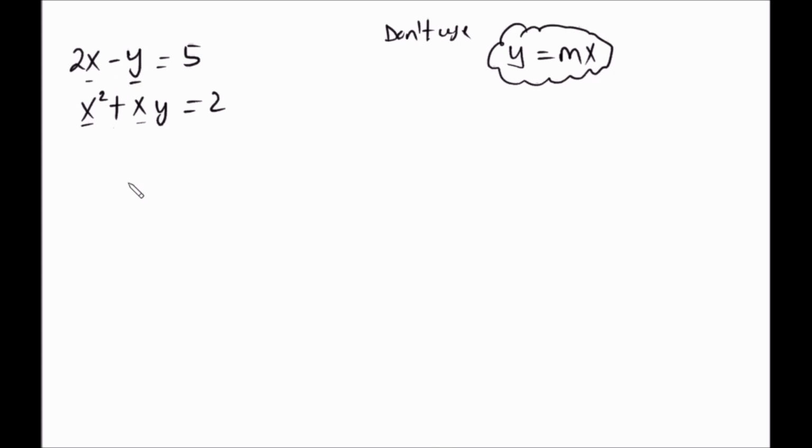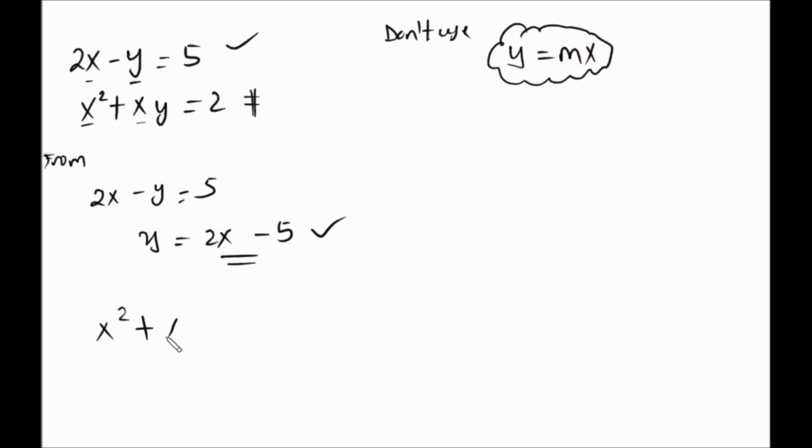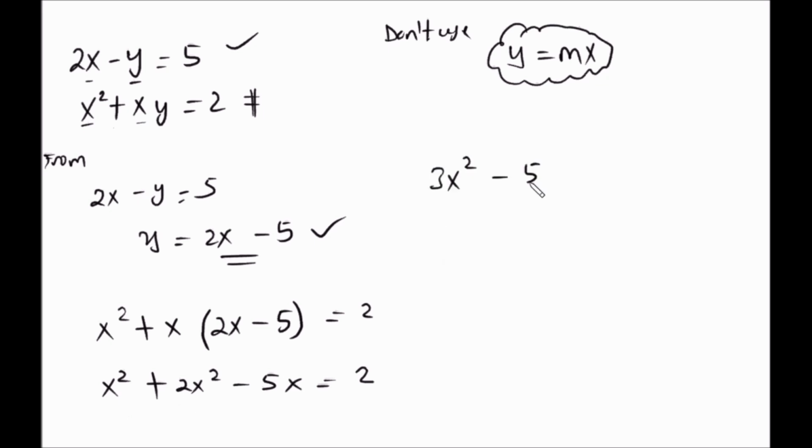Kwa hiyo I can find the value of y here. You can see from 2x minus y sawa na 5, y ni sawa na 2x minus 5. Si ndio? Then naweza nikaipachika y in equation hii hapa. Sawa? Kwa hiyo itakuwa ni x squared plus x, y yangu sasa ni 2x minus 5, sasa na 2. Kwa hiyo ni x squared plus, ingiza x ndani, 2x squared minus 5x sasa na 2. So x squared plus 2x squared ni 3x squared minus 5x.